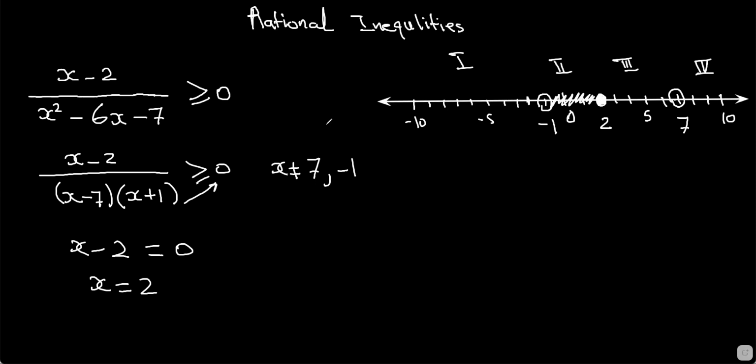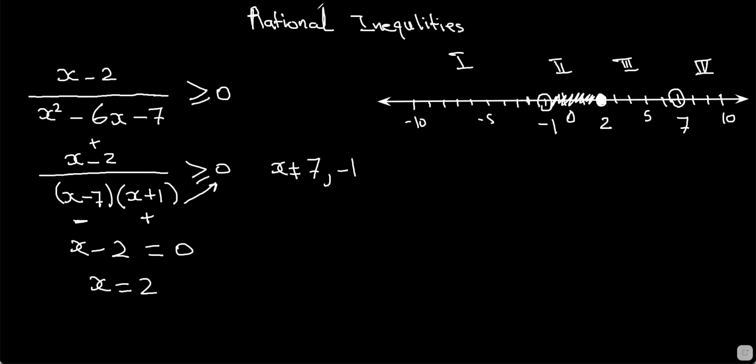Okay. So now let's go to the 3. If you put 3 in here, 3 minus 2 is 1, so that's positive. You don't need to know the numbers really. 3 minus 7 is -4, so that's negative. 3 plus 1 is 4, so that's positive. And the bottom, negative times positive is negative, and then you have positive divided by negative is negative. A negative number will never be greater than or equal to 0, so you don't shade in here.